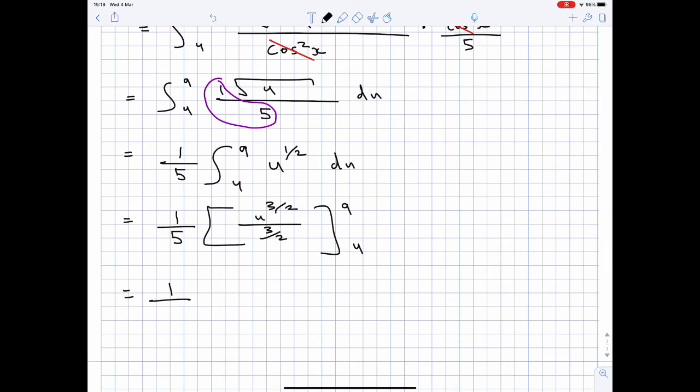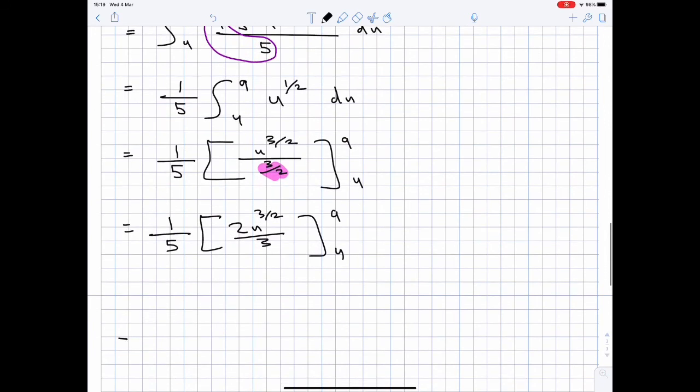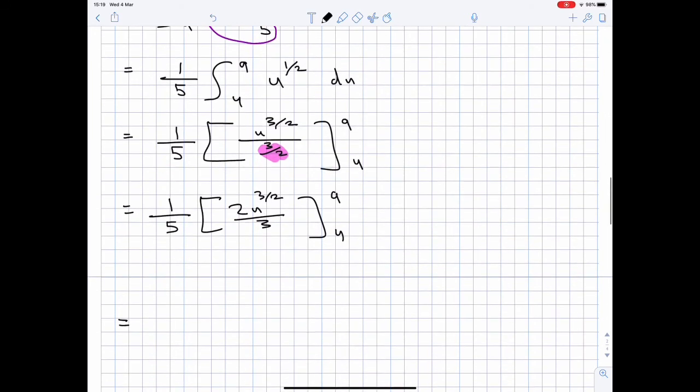Now, to get rid of this fraction, all we can do is invert this here. And once we do that, we'll have 2u to the 3 over 2, and then we'll just have 3 left on the bottom. And we've got 9 over 4. And now we can integrate using the limits here. So we leave the constant outside.